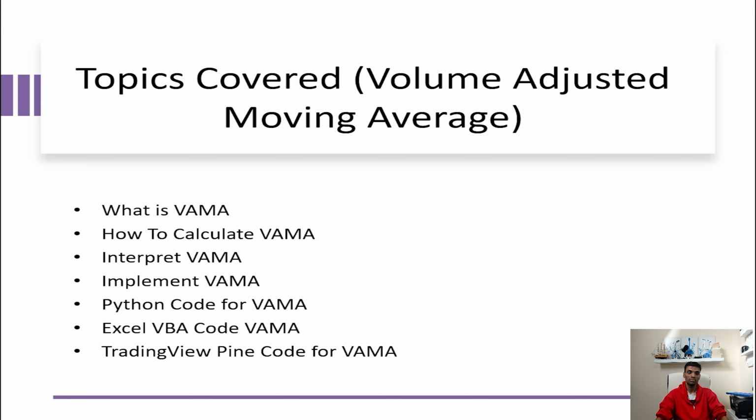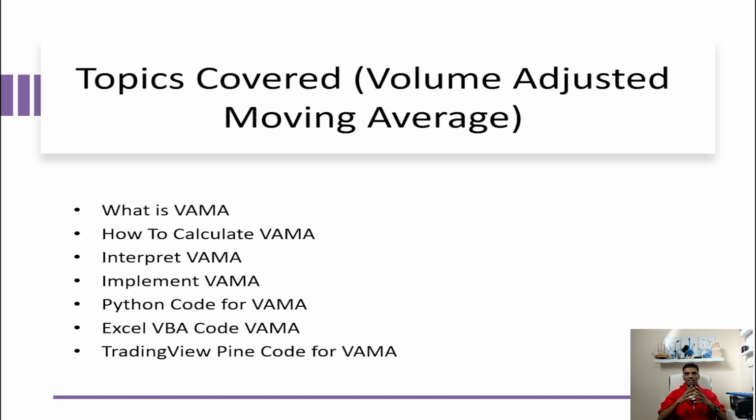We will try to understand how the volume adjusted moving average works, and then we will write the Python code to implement this. For those viewers who don't work with Python, I will also go through the Excel workbook, or let's say Excel VBA macro code, and then last but not the least, I will also share the code for how you can implement it directly on the TradingView website as well. So just to show you how this works, just a second.